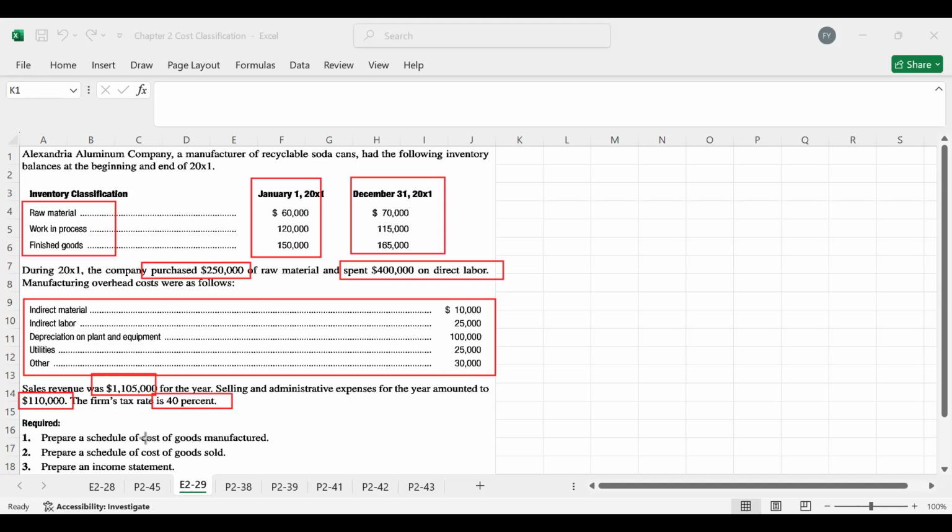And what is required? First of all, the cost of goods manufactured statement or schedule of cost of goods manufactured is required. As we have just discussed, first of all, we have to calculate total manufacturing cost. And for total manufacturing cost, three main elements are required: raw material or direct material used, direct labor, and manufacturing overhead. So this means that in the very beginning, the first step is to calculate direct material cost or raw material cost. So we are going to calculate direct material cost.